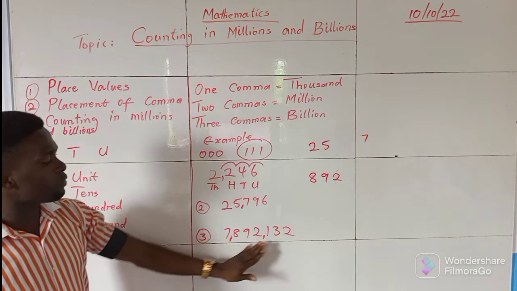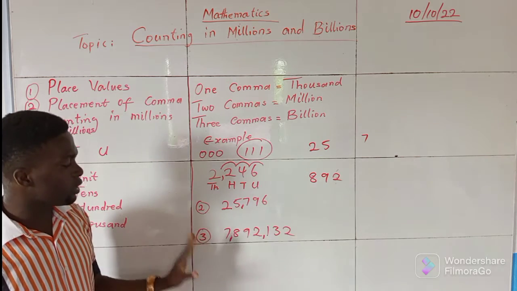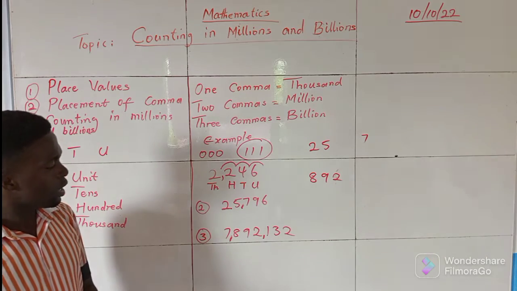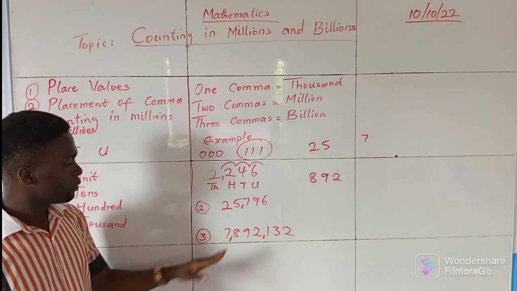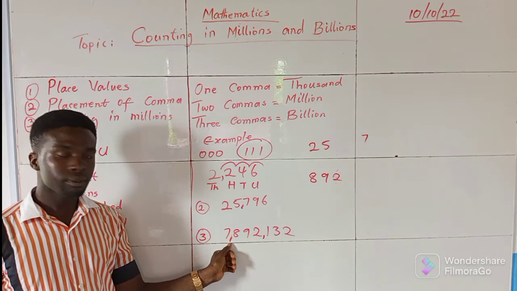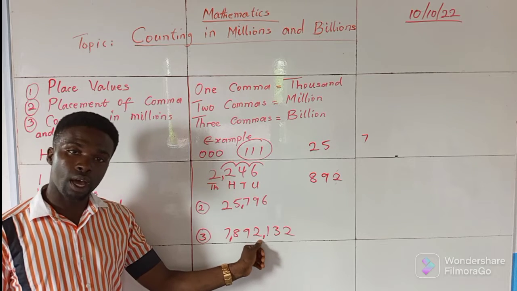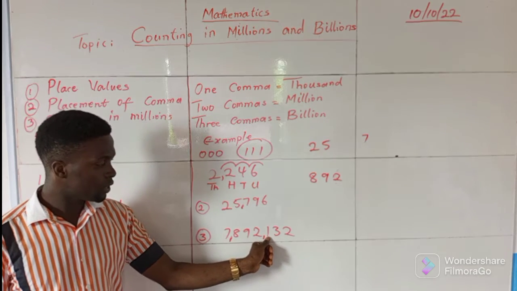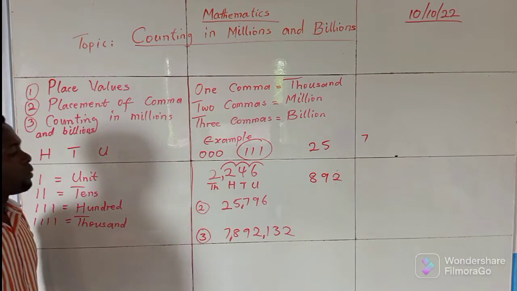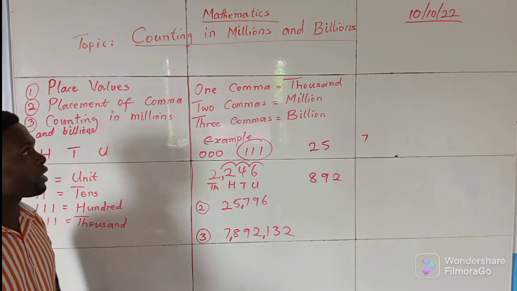So now here we have 2 commas, so your numbers are just million. It will not go up to billion. The more you go, the higher the numbers will be. But here you have 7 million, say it again, 7,892,132. Alright. So this is what we are here to achieve for today.